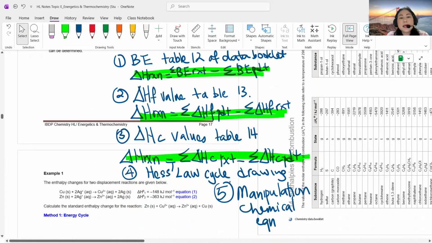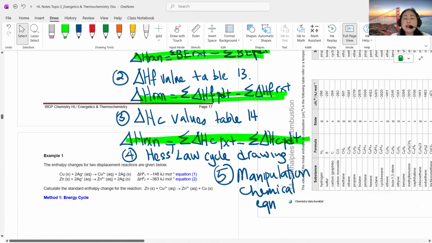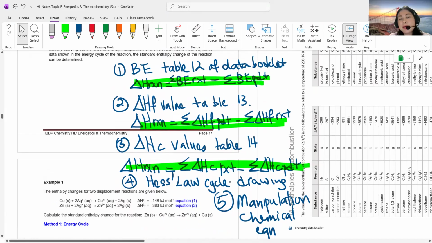Okay, so let's look at how we carry out each method. The main difficulty I feel is that after you learn there are 5 methods, sometimes you do not know when to use which method. So when do we use which method? If they refer us to the data booklet, it's very clear, then we know which method to use. If not, whenever possible, try not to draw a Hess's law cycle. Rather do manipulation of equations or do method 1, 2, 3 if it's possible. And really, if there is no choice, then we draw a Hess's law cycle. The reason is that drawing the Hess's law cycle is time consuming.